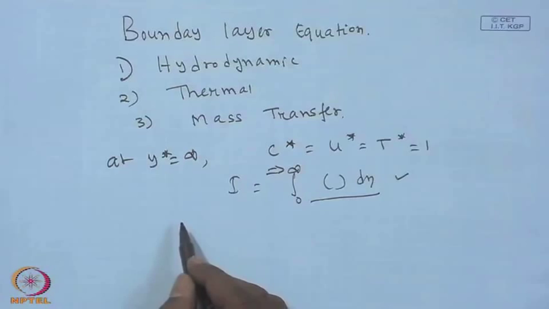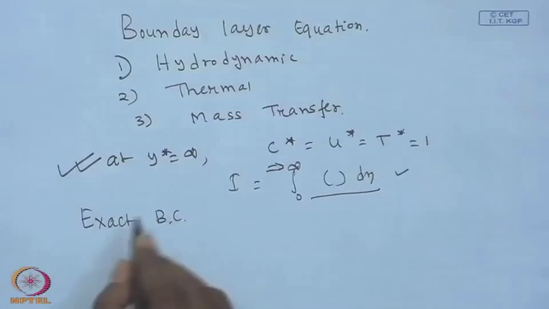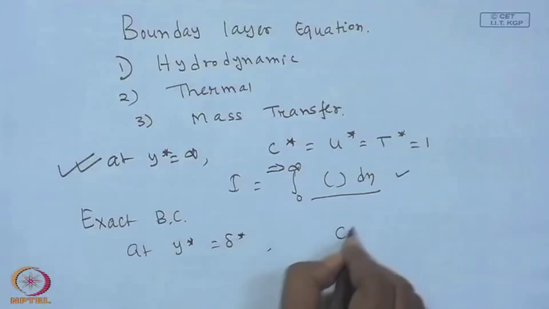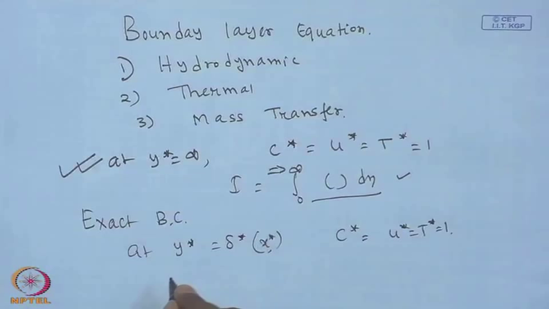In case of integral method analysis, we are substituting this by the exact boundary condition. What is the exact boundary condition? At y star equal to del star, c star equal to u star equal to t star equal to 1. And in effect, this del star becomes a function of the independent variable, either x star or t in case of transient analysis. So, this is the only difference between the similarity solution and the integral method solution.